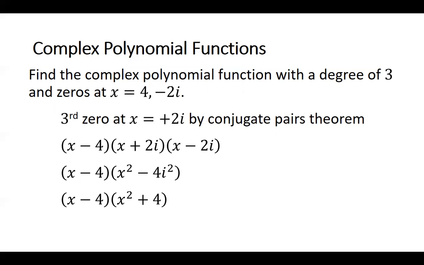So we have x minus 4 times x squared plus 4. Multiply that out and we get x cubed minus 4x squared plus 4x minus 16.